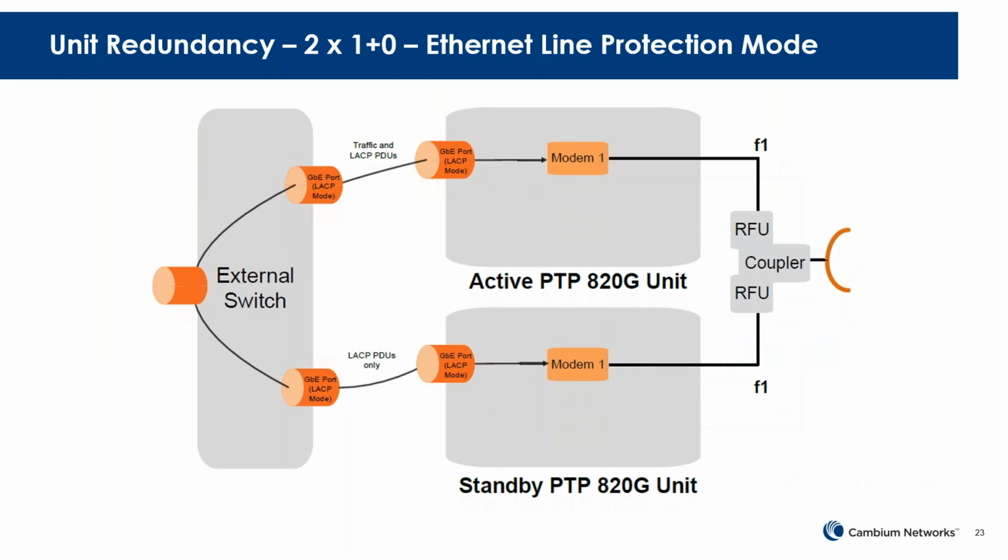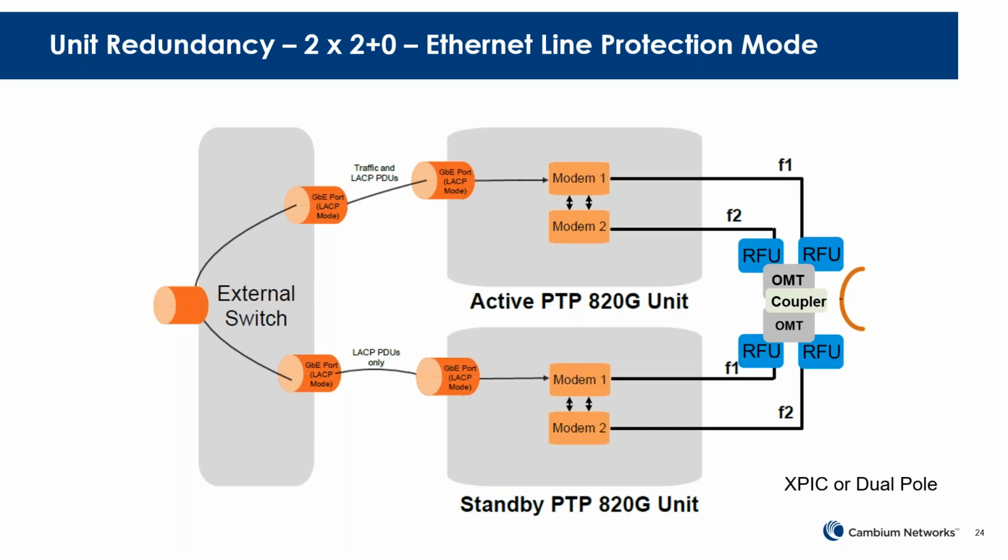And also with A20G, we also support line protection, just like the all-outdoor units A20C and A20S. We support line protection mode. What it does is that you use LACP from the external switch, right? So make sure that the external switch supports LACP if you want to use line protection mode. Line protection mode supports 2 times 1+0. And also with line protection mode, we support 2 times 2+0.